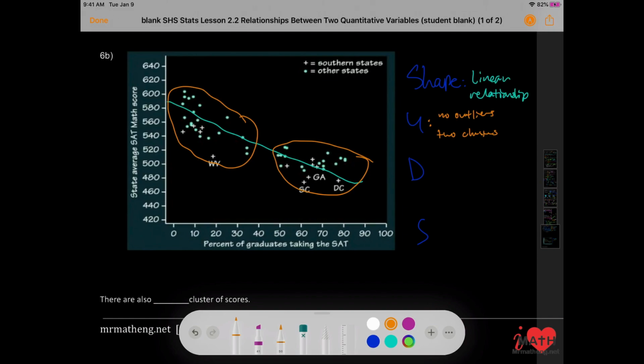How about the direction? Negative. And how about its strength? I would say this one is, again, moderate. I don't think it's weak, and I don't think it's super strong. We said there's possibly two clusters in this one. So there you have it.